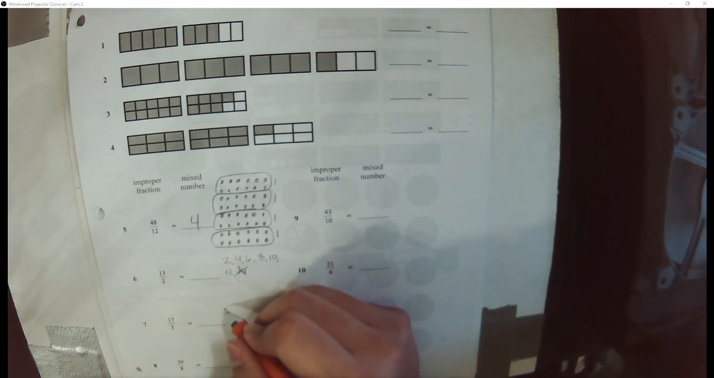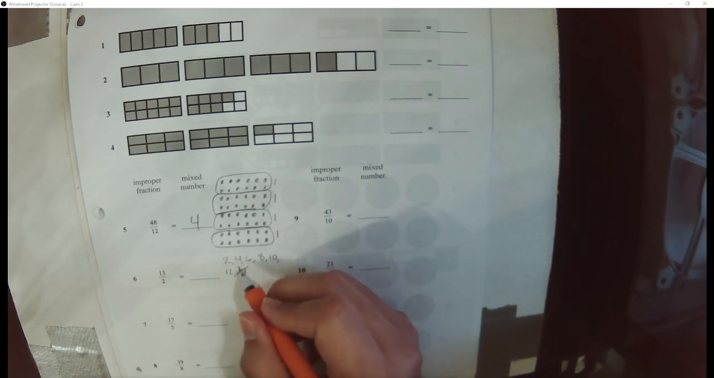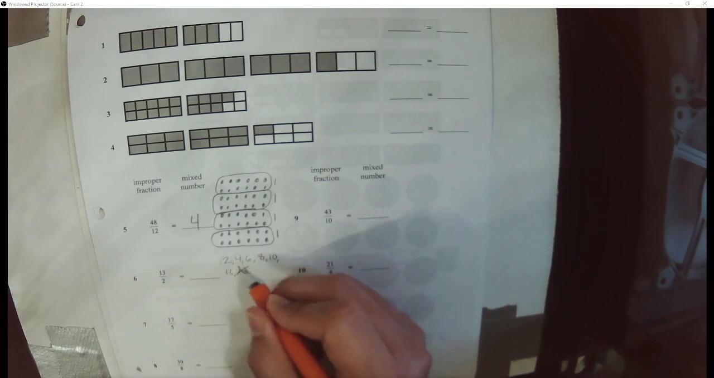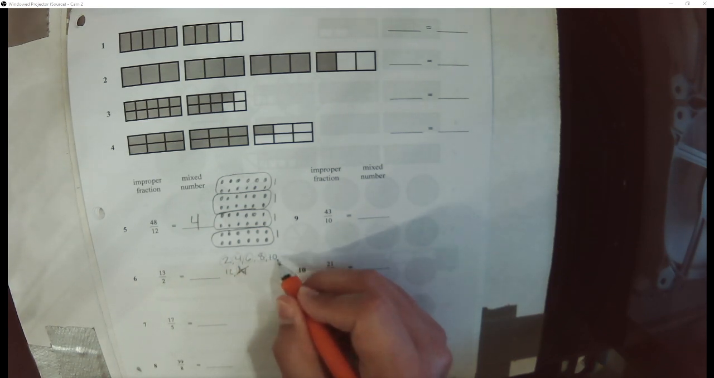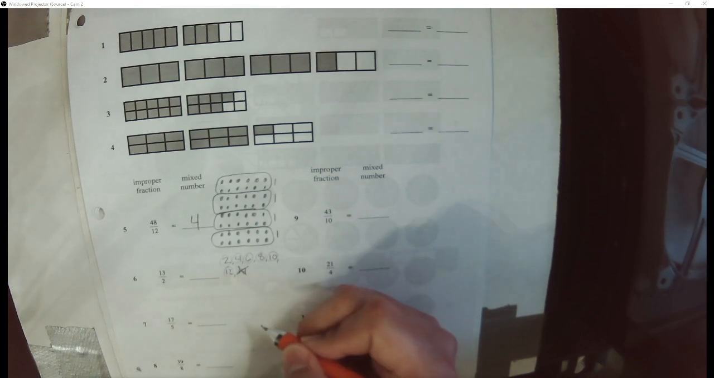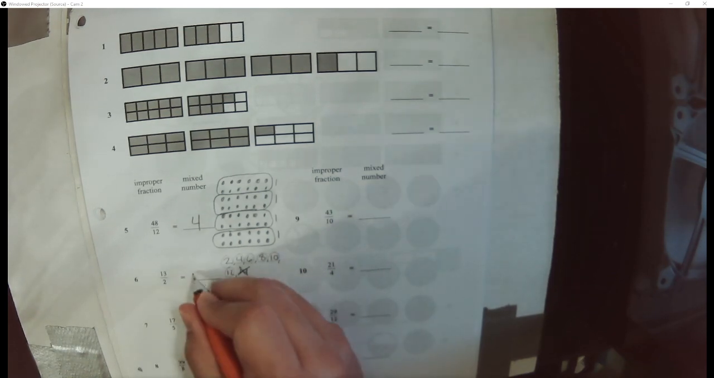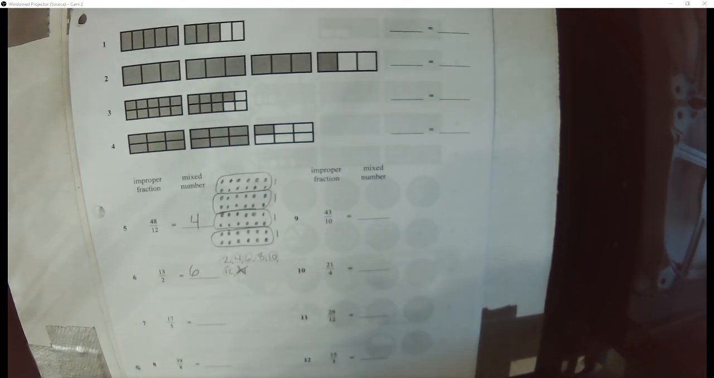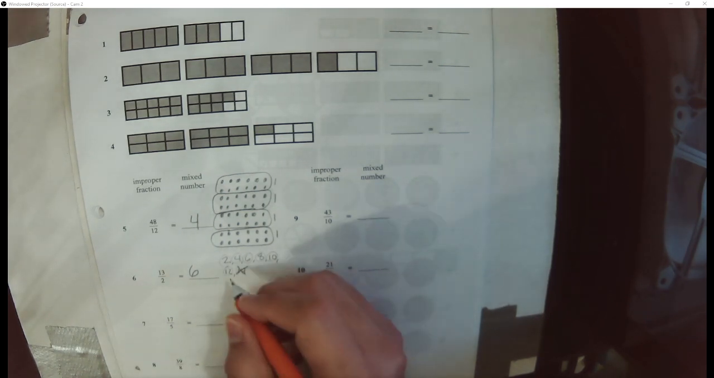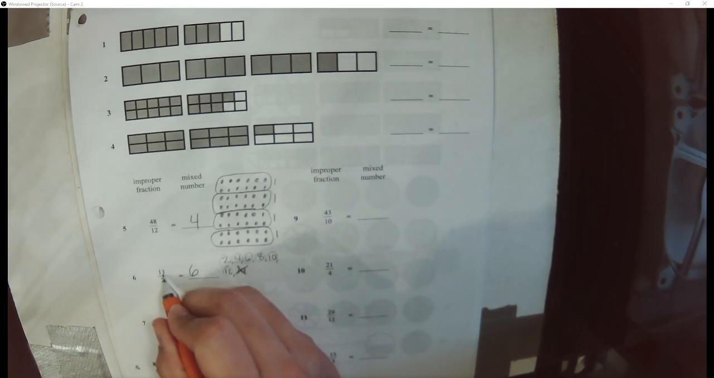Let's see how many groups of 2 I was able to make. 1, 2, 3, 4, 5, 6. 6 groups of 2. But I didn't get 13.